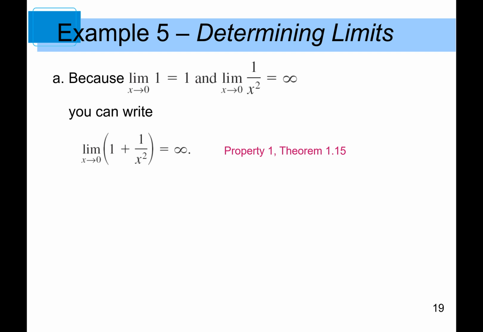Because the limit as x approaches 0 of the constant function 1 equals 1, and the limit as x approaches 0 of the function 1 over x squared equals infinity. When you combine them, it's still infinity, right? 1 plus infinity is infinity. Still infinity.